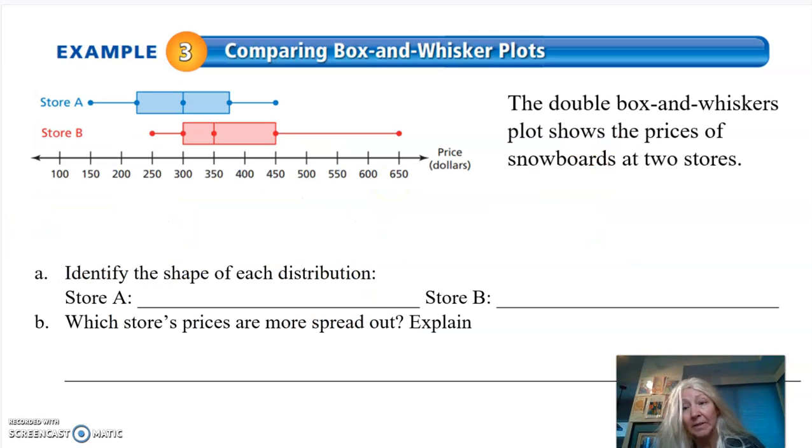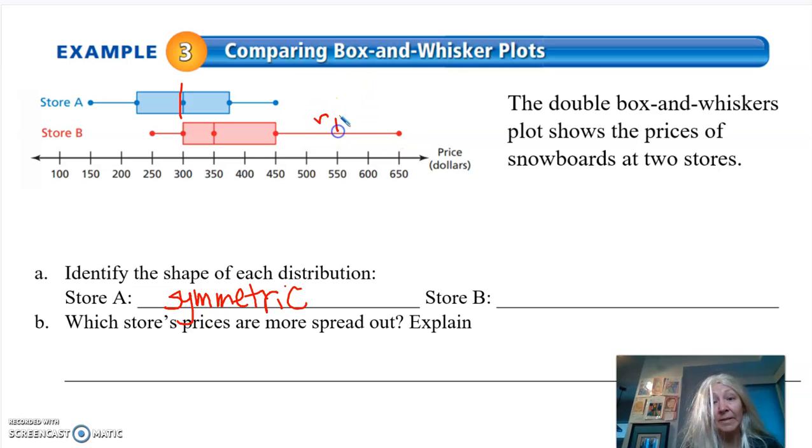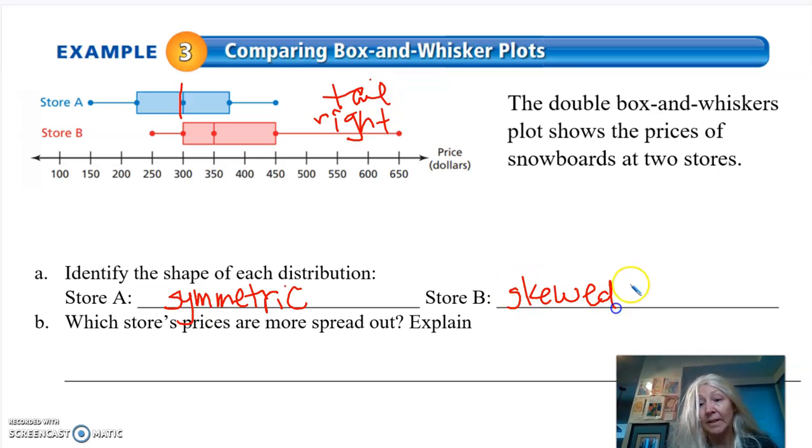Now we're comparing this box plot. It shows the prices of snowboards at 2 stores, store A and B. I first want to identify the shape. I look at store A and if I draw a line around the center, it looks like a mirror image. So for store A, the prices in this box plot are symmetric. Store B, the tail is over here on the right, so it's called skew right. The data is on the left.